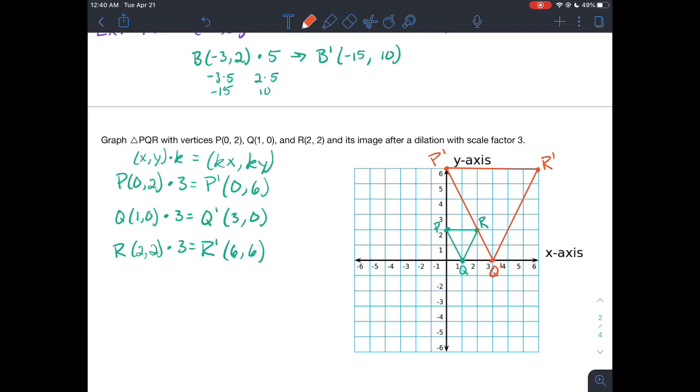So now, if you were to break out your ruler or Pythagorean theorem, you would notice that each of these sides is 3 times longer than its corresponding side. So PR is 2 units, and P prime R prime is 6 units long. Right? 2 times 3 is 6.